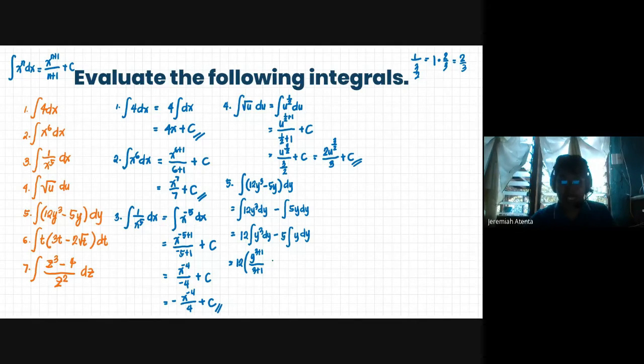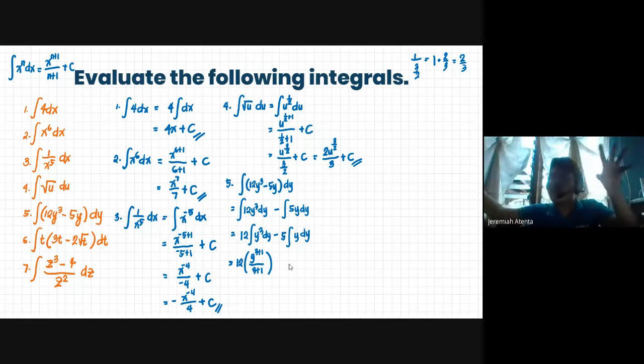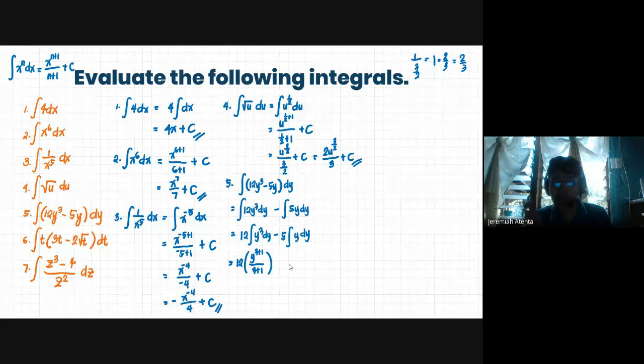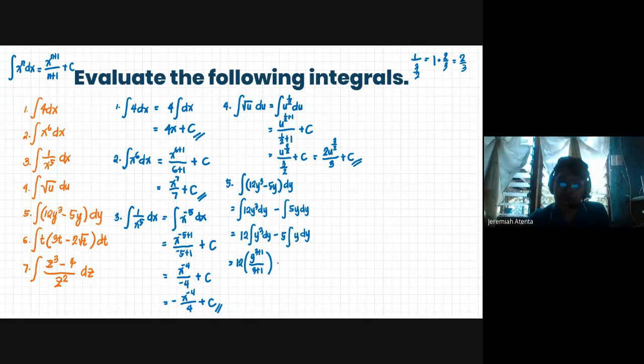Now, sir, are we going to write plus c na? Don't write it yet. You can add a plus c, but take note, if there is a plus c, you multiply it by 12, so 12c. 12 times a constant is still a constant, and if you add every constant, it will sum up to a given constant. So it will not matter, whatever that constant is. So you can put the plus c at the last part. Okay? So don't put a plus c there.